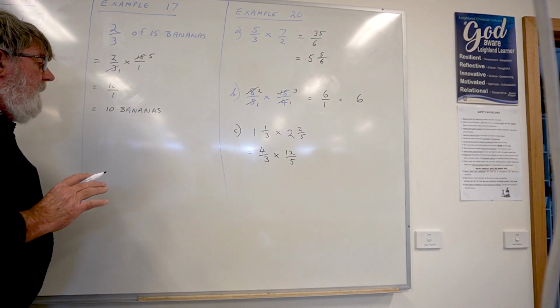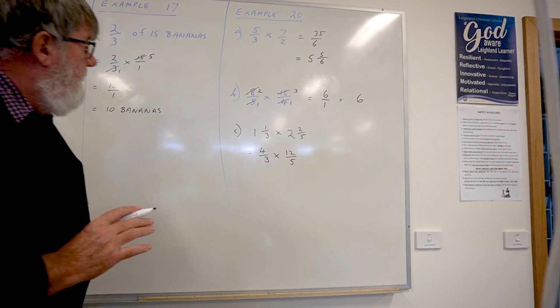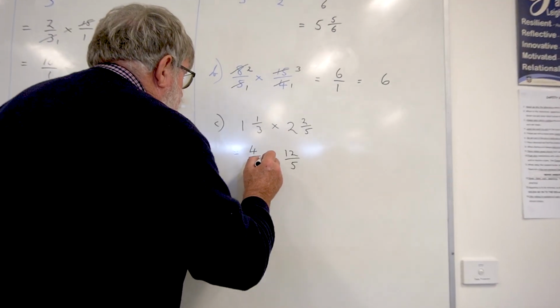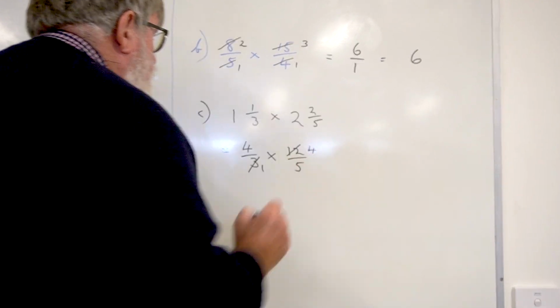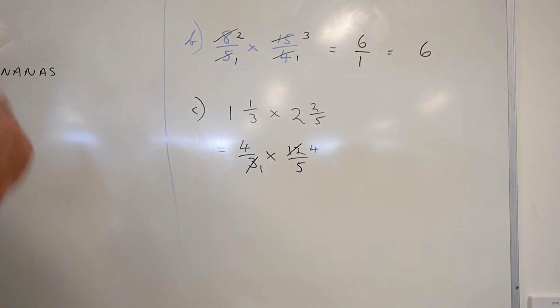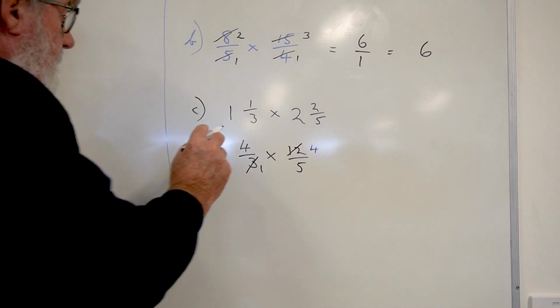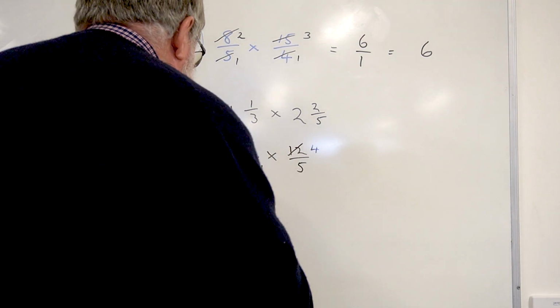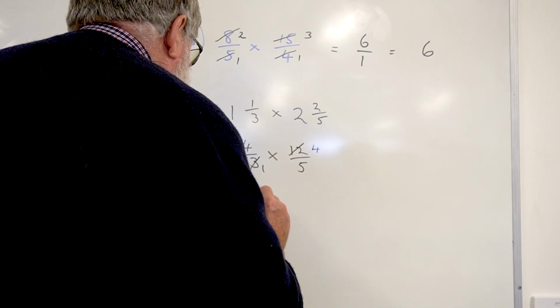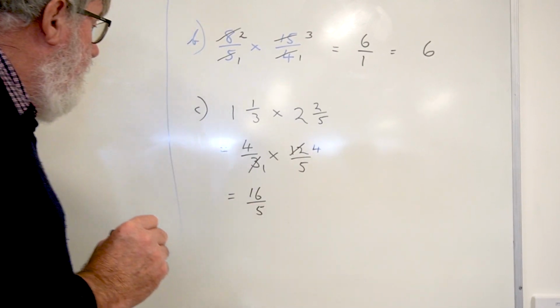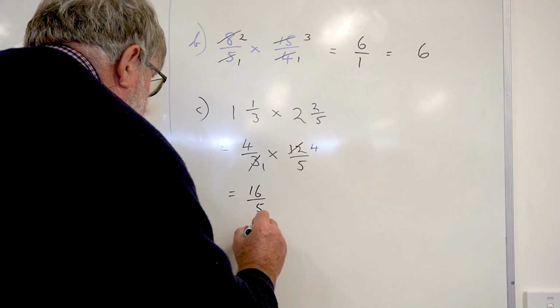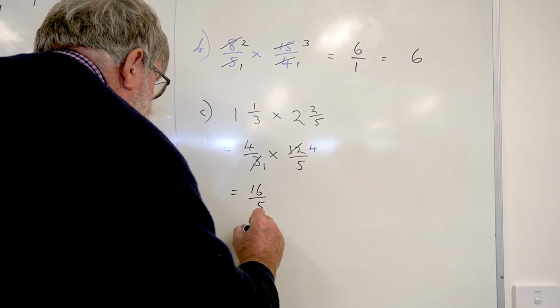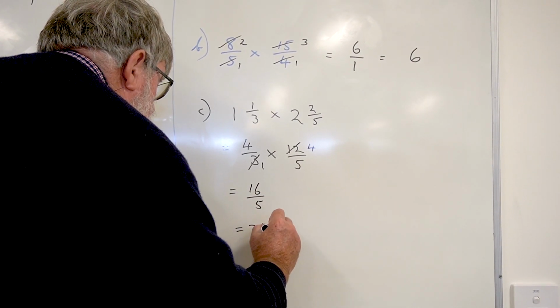Once we've got to this stage, we can look for cancelling. 3 is a factor of 3 and we'll divide into 12 4 times. There are no other common factors, so 4 times 4 is 16, 1 times 5 is 5. We need to convert it back to a mixed number to finish it off. How many 5s in 16? 3, remainder of 1.